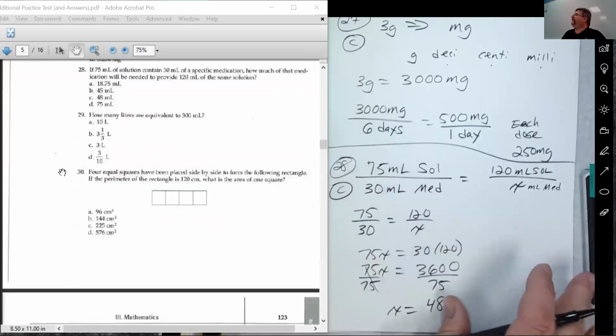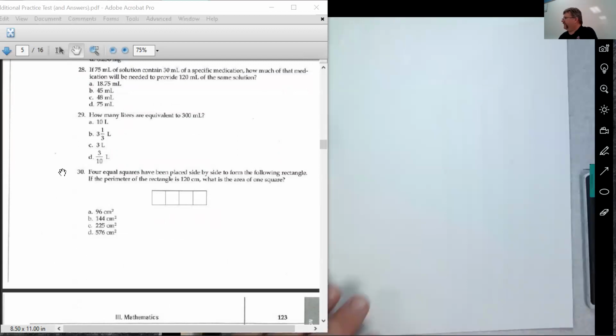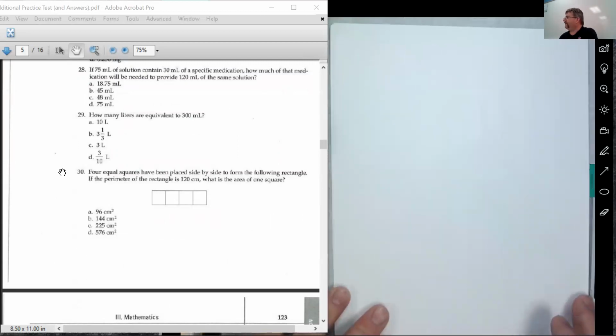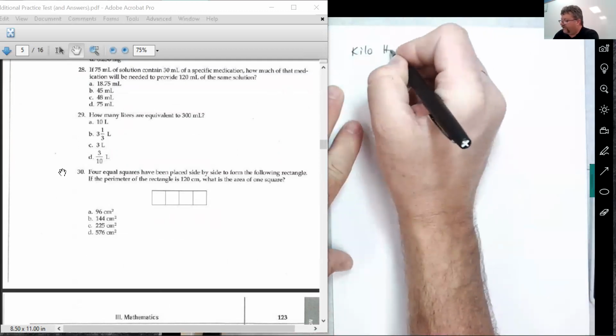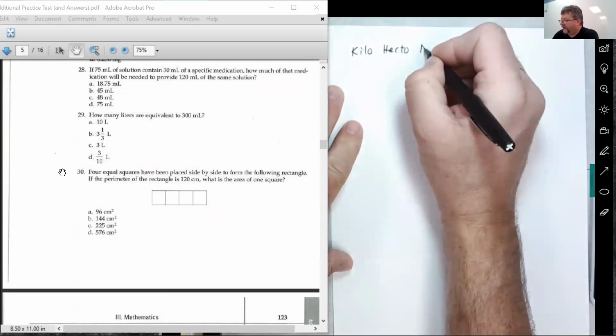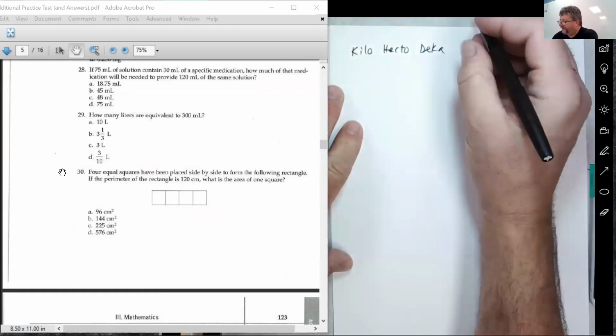29. How many liters are equivalent to milliliters? Okay, well now it's just really metric stuff. Ready? I mean, remember? Kilo, hecto, deca, and then the base unit.